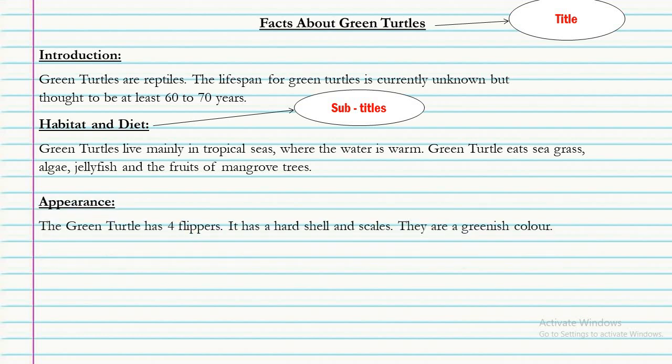Then we have the appearance. So this is another subtitle in which the information is anything concerning the body, color, weight, and body parts of the animal. For example, the green turtle has 4 flippers. It has a hard shell and scales. They are a greenish color. So again, in the appearance, it is anything concerning the body, color, weight, and body parts of the animal.